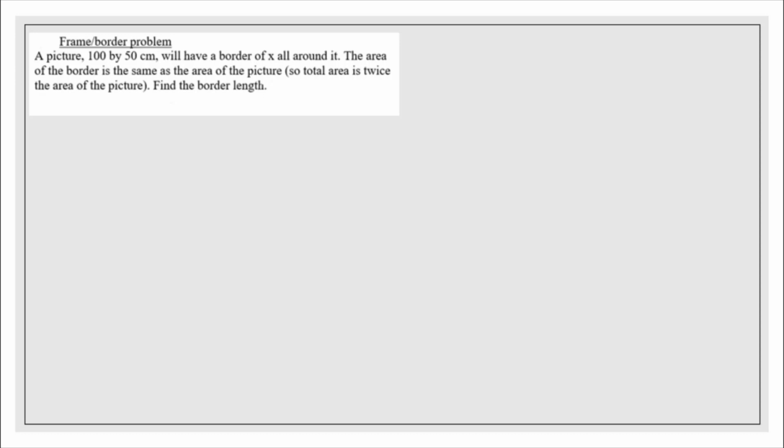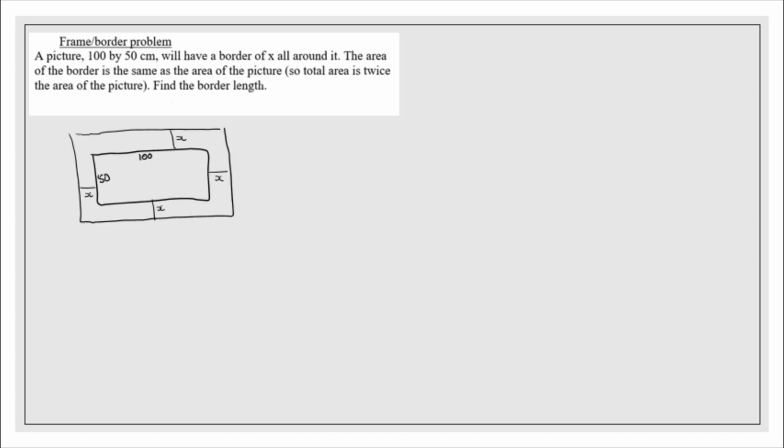centimeters will have a border of x all around it. The area of the border is the same as the area of the picture. So total area is twice the area of the picture. Find the border length. So first of all, we're going to draw a rectangle showing the dimensions.